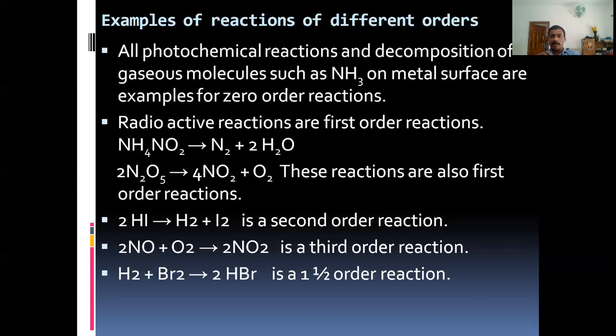Now second order reaction, 2HI gives H2 plus I2. This is an example for second order reaction. 2NO plus O2 gives 2NO2, an example for third order reaction. H2 plus Br2 gives 2HBr, an example for 1.5 order reaction. So these are some of the examples of reactions of different orders.